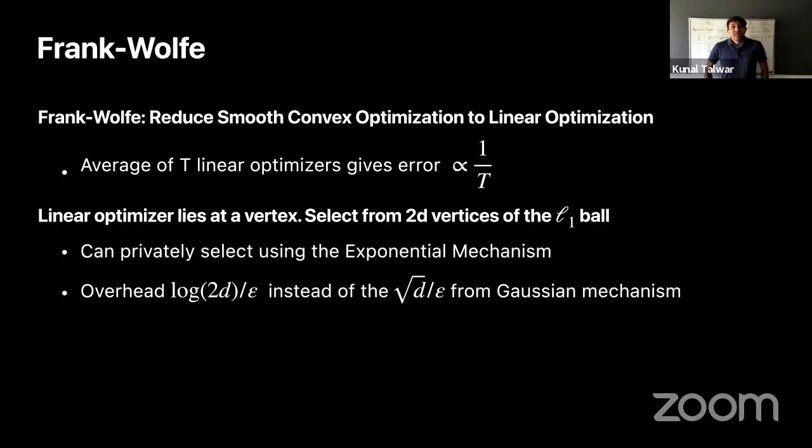The reason we like linear optimizers is that if you're optimizing over the L1 ball, any linear optimization problem will have its optimum at a vertex. So instead of computing this d-dimensional object, which is a gradient, and doing something with it, I just need to compute one vertex of the L1 ball. And it turns out that's a much easier problem. I can use the exponential mechanism to select the best vertex out of just these 2d. And the overhead of doing that is only logarithmic in the dimension instead of the square root d term that's unavoidable when I do noise addition.